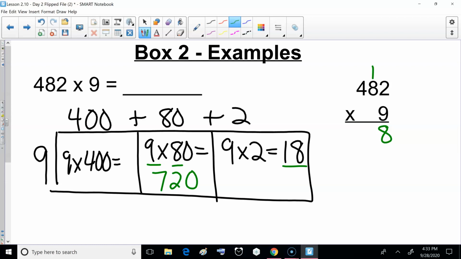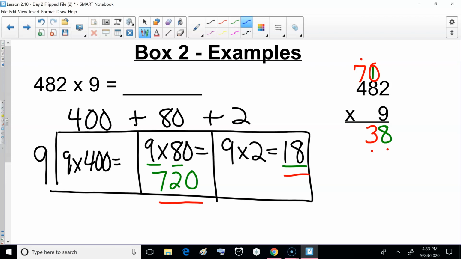Plus, we have this 1 that is up here. We have to make sure we add on to it. So that would make it a 73. So the 3 goes here, and the 7 would go right there. Notice if we would add up 720 plus 18 right now, we would get 738, since we're multiplying and adding as we go through each of the steps.